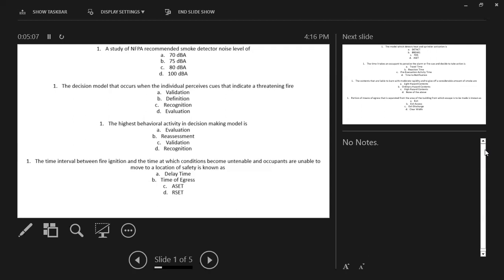Unless they have not moved towards the location of safety. Okay, so that is available safety egress time. Once you read the definition, it's the available safety egress time. Exactly.